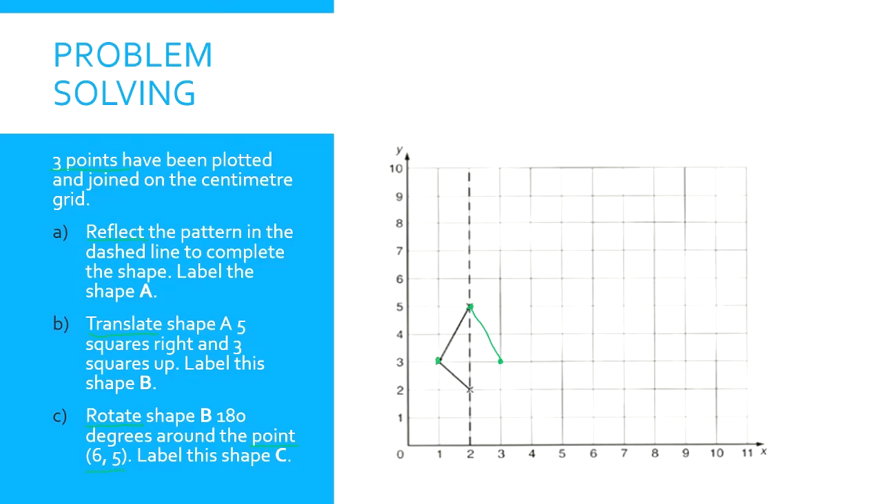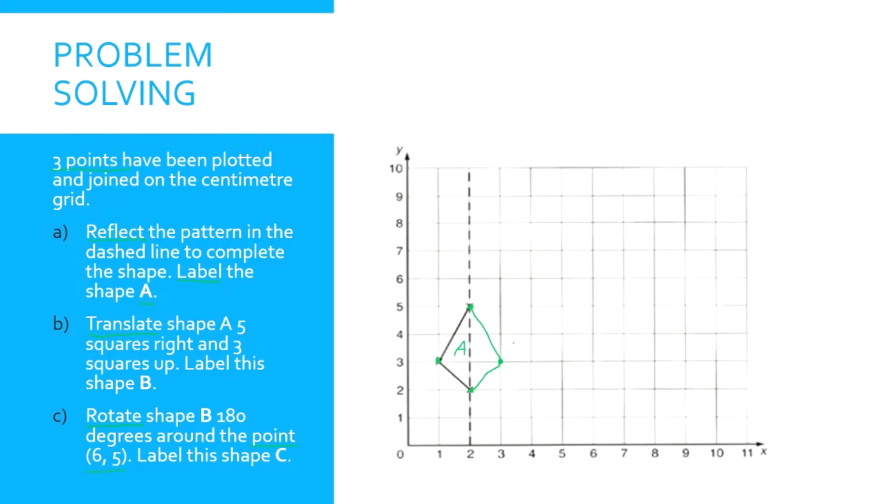Finally, my third point is also on the mirror line at coordinate 2, 2. So I'm going to draw this back on like this as neatly as I can. I also know that I've been told to label this shape A, so I'm going to carefully draw that on now so I know exactly what I'm doing.